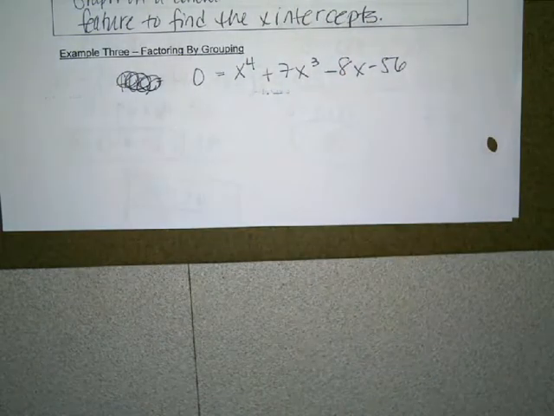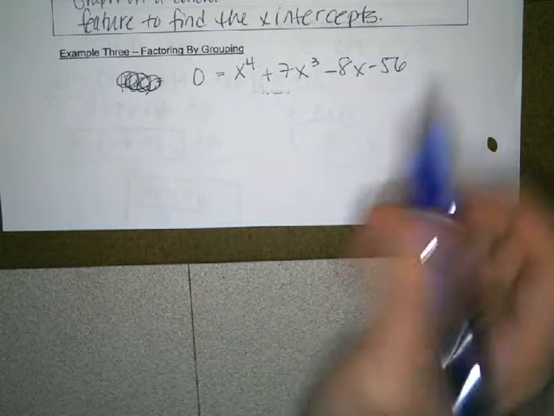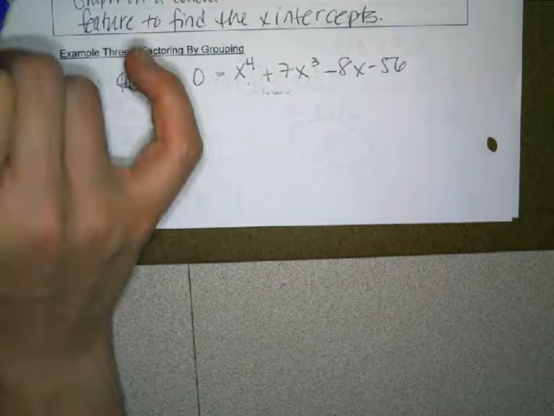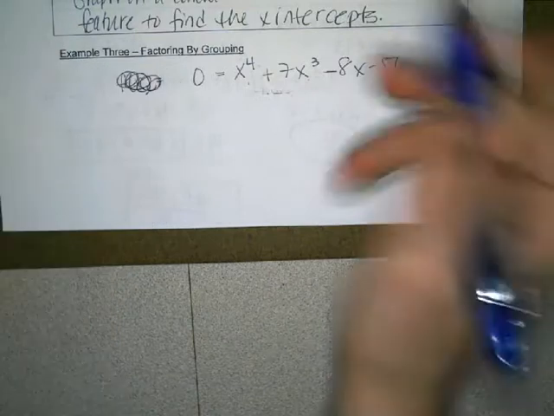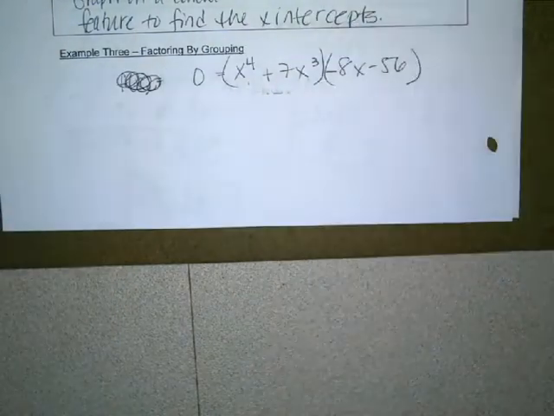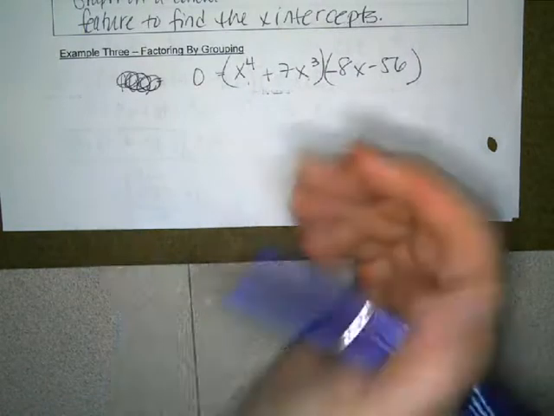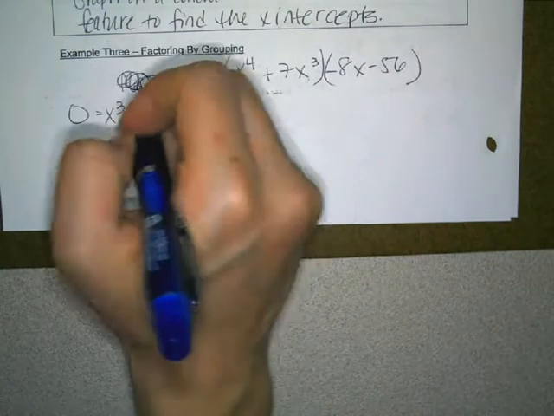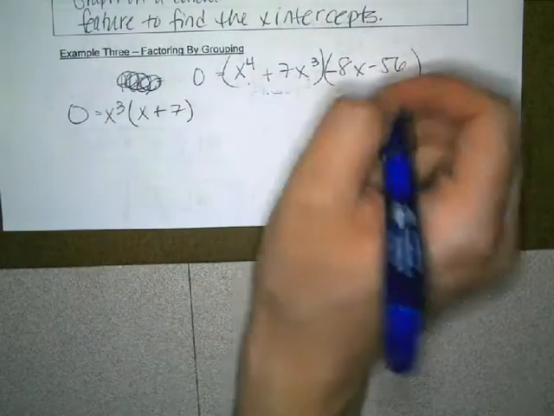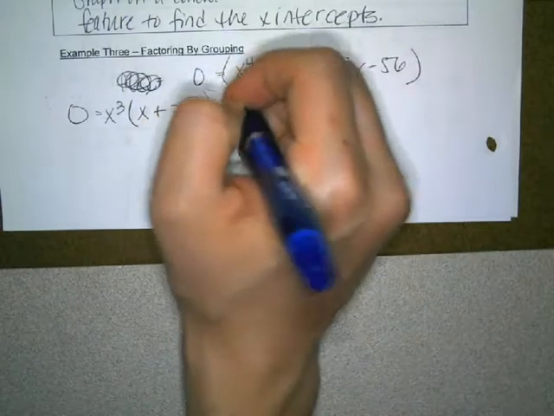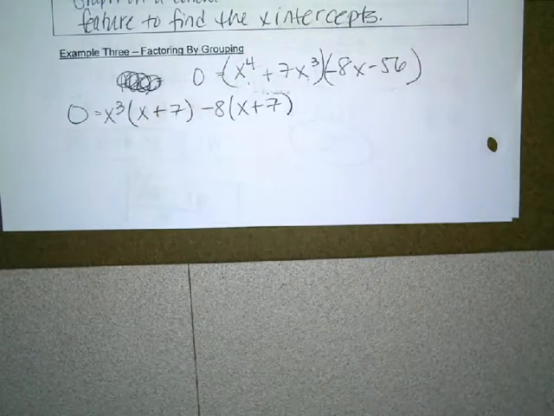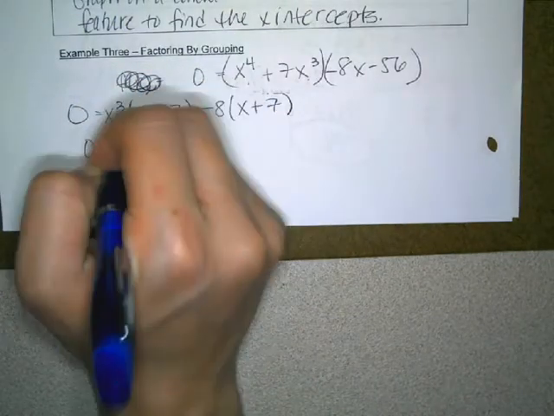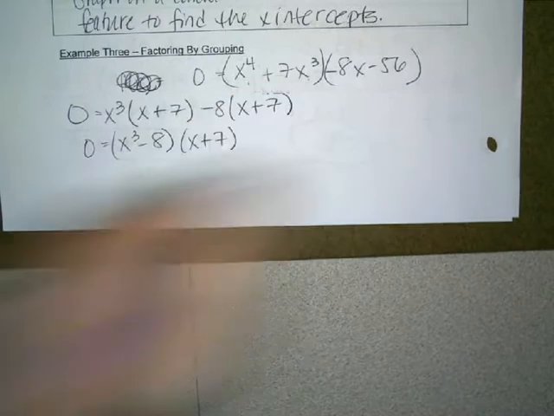Okay, whenever you have a quartic or a cubic and you have four terms, then factoring by grouping is where you want to go. So we're going to group the first two, group the last two. Then just like we did with the quadratics, we're going to pull out the greatest common factor here, which is x cubed. We're left with x plus 7. We're going to pull out the greatest common factor here, which is negative 8. Left with x plus 7. And then I have x cubed minus 8 and x plus 7 as my factors.